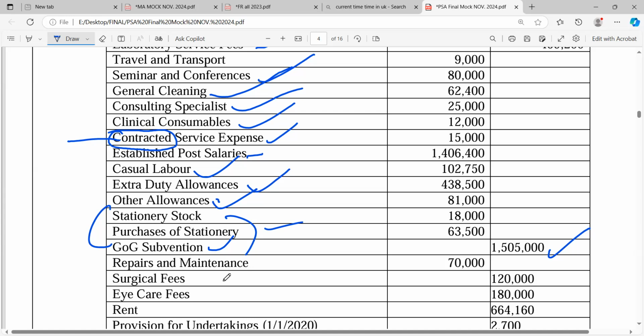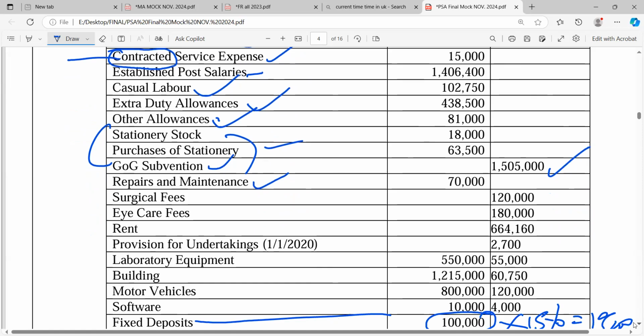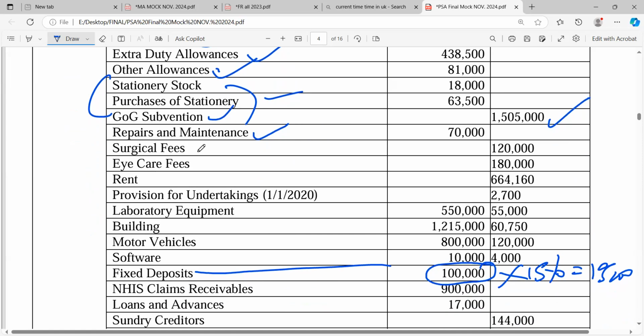Repairs and maintenance, goods and services, agreed. Surgical fee, IGF. Eye care fee. Rent, you can add it to investment income, so just say IGF.